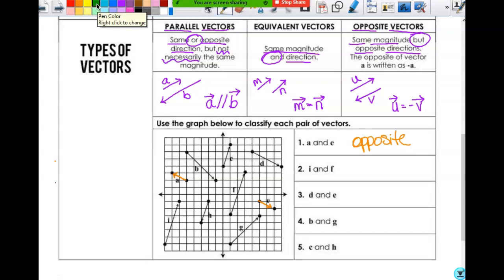Then I and F. So here's I, here's F. Looks like they're going in the same direction. If I want to see if they're the same magnitude, I'm going to go to the right 2 and up 1, 2, 3, 4, 5, 6. So here I'd go to the right 2 and up 1, 2, 3, 4, 5, 6. So they have the same direction and the same magnitude, which makes them what? Equivalent. It's like a $5 word.